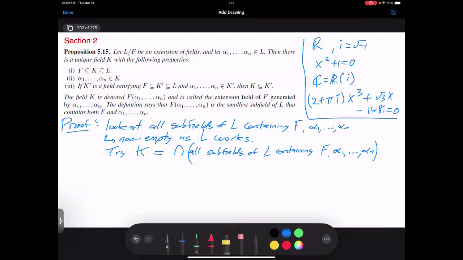The intersection of all the subfields of L containing F and the alphas. So what do we know about K? Good. So clearly, F is contained in K. And what else is contained in K? Oh, yeah, and all the alphas. The reason is that each subfield of L contains F and all the alphas, so the intersection contains F and all the alphas. So what do we need to show about K?